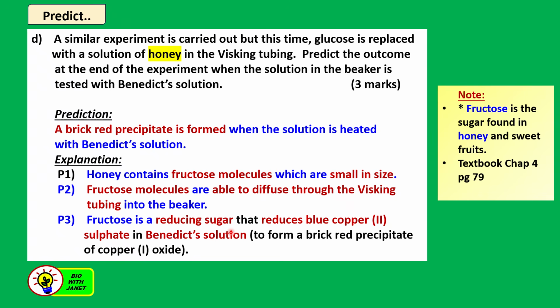Fructose is a reducing sugar that reduces blue copper 2 sulfate in Benedict's solution, okay, to form the brick red precipitate of copper 1 oxide. But the first two are the best, all right, P1 and P2. Please tick this up, write this as your main points. 3 marks, okay, so any 3 points, they will go for 1, the prediction, and the explanation 1 and 2, all right. Point 3 is just an extra point.